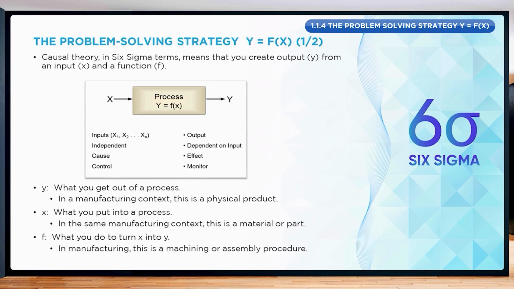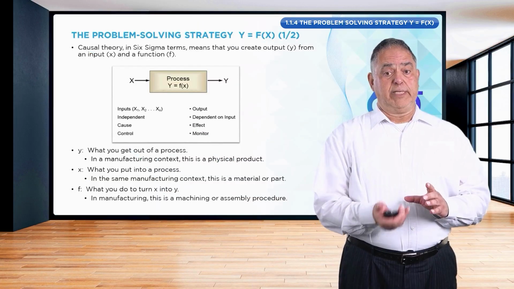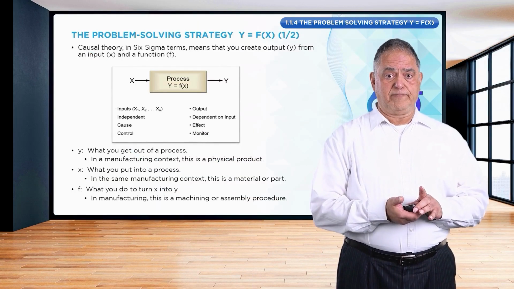So Y is what you get out of a process. We call it the process output. X is what you put into the process. We call it process input. And finally, F is what you do in order to transform an X into a Y. And this is the function.